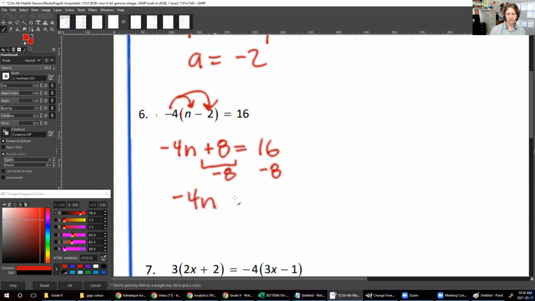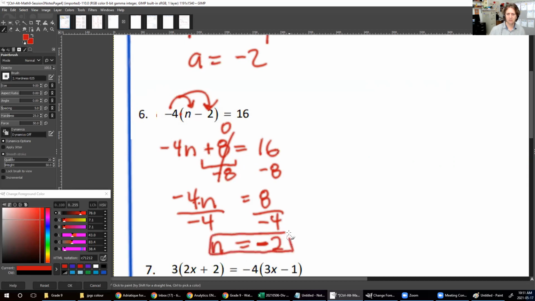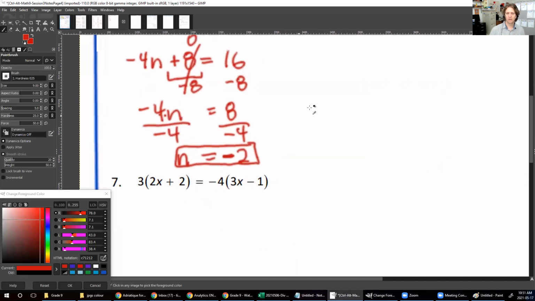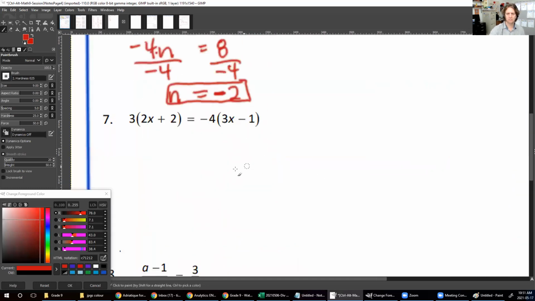So we have negative 4n. These zeros turn into 0. And 16 minus 8 gives us 8. Now I have a negative 4 times n, so I'm going to divide by negative 4. I might as well get rid of the negative at the same time. So n, this is positive. Negative divided by negative gives me a positive. 4 divided by 4 gives me a 1. 1n, or just n, is equal to 8 divided by negative 4. Positive divided by negative is a negative. 8 divided by 4 is 2. There we go. I just want to make sure I'm not missing any. Awesome.